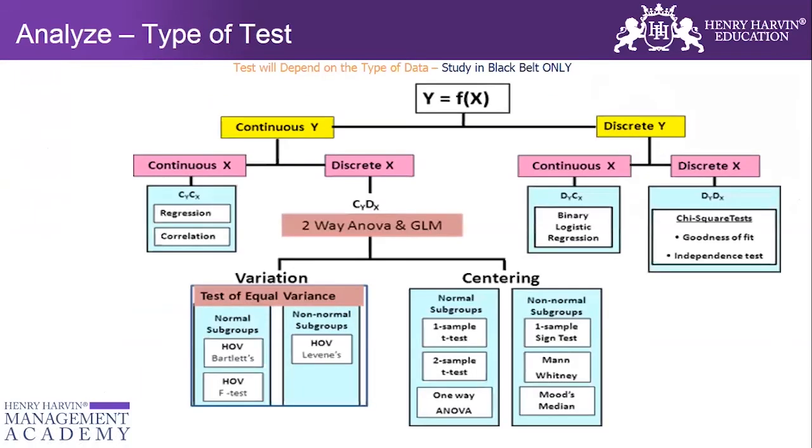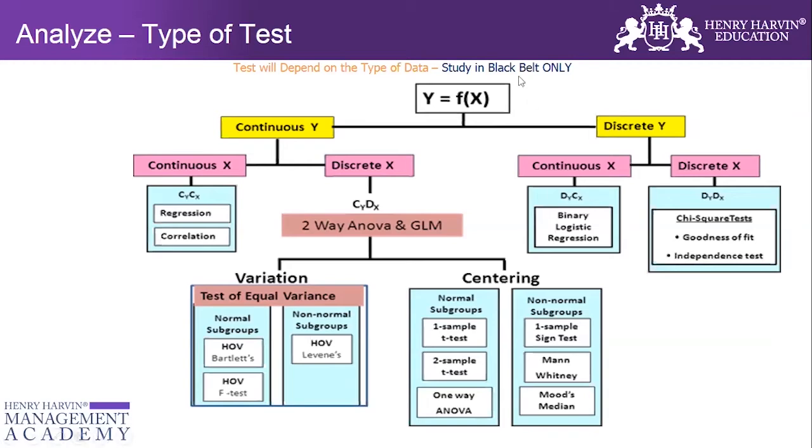Now we are going to talk about different types of tests that we do in Six Sigma hypothesis testing. These tests will depend upon the type of data that we have, and type of data means whether it's continuous data or discrete data. We will talk about these tests as an overview of which test is utilized in which particular situation, depending upon the data. However, in the black belt program, we do many of these tests in detail.